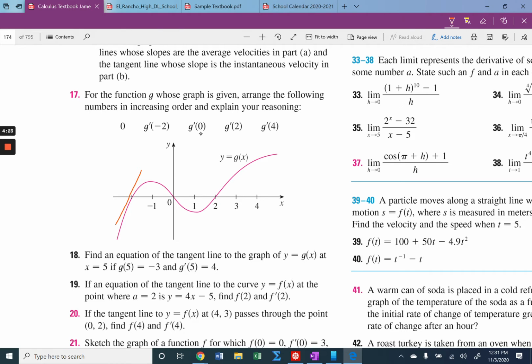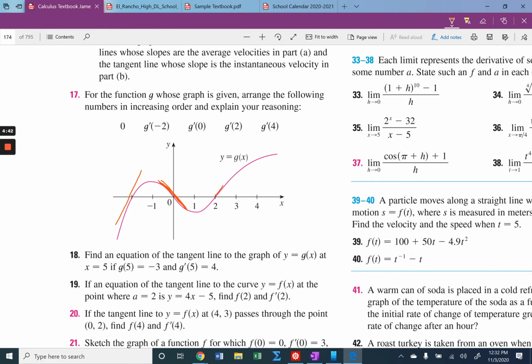What about g prime of 0? So we would need the slope of the tangent line here at 0, which is obviously a negative number. And so g prime of 0 would go first in our list, then 0, then g prime of negative 2. Now we're going to check g prime of 2. It's back to being positive.